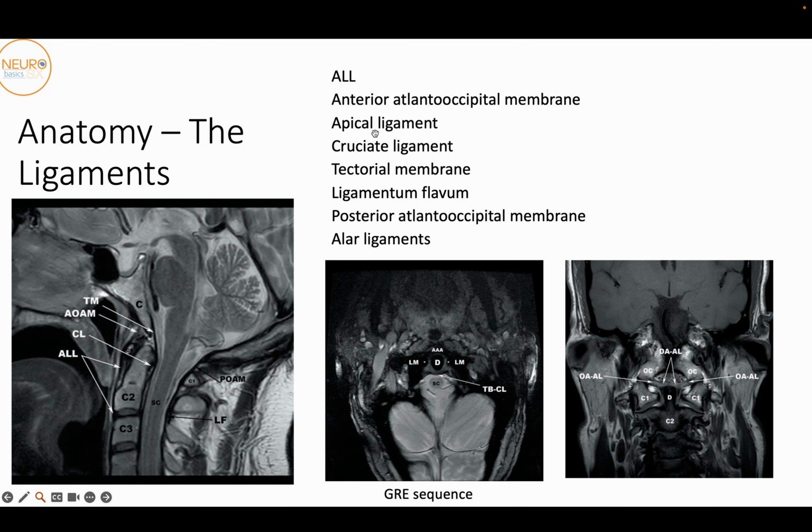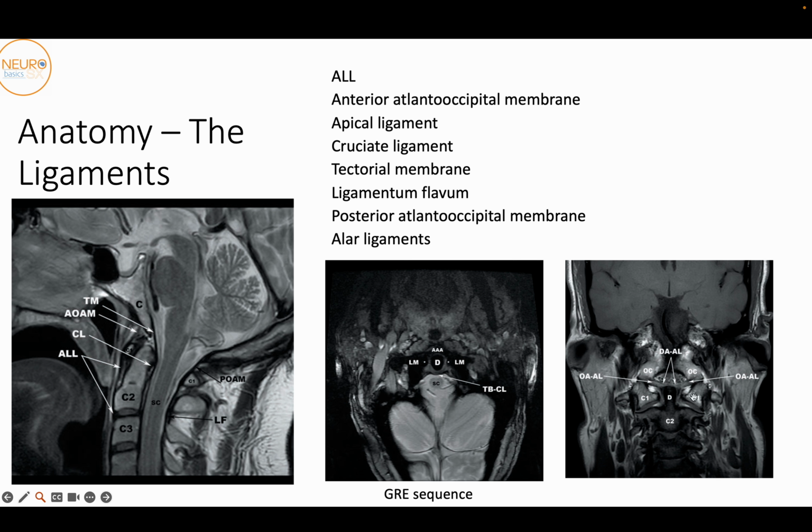Right, apart from these anterior ligaments, we also have posterior ligaments. So they have the ligamentum flavum running posteriorly between all the different lamina of the different vertebrae. You also have a posterior atlanto-occipital membrane, as we can make out here.